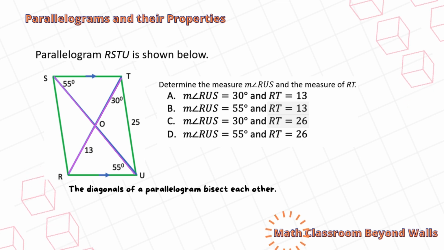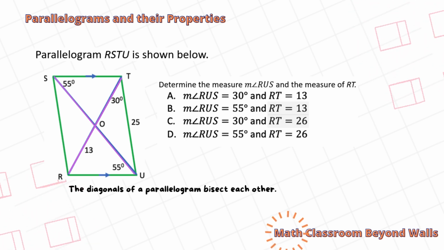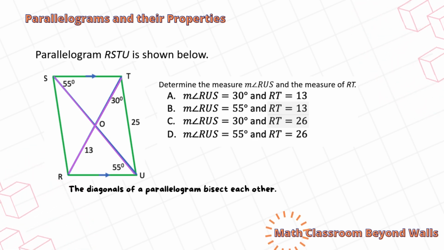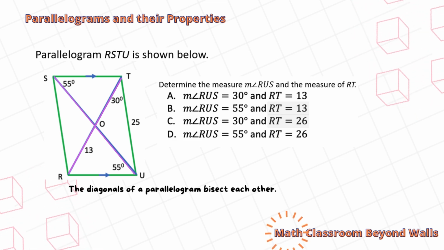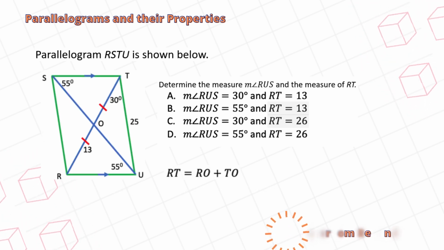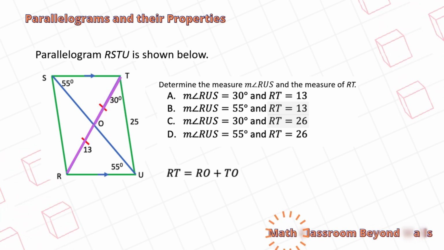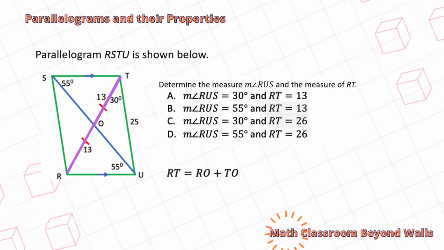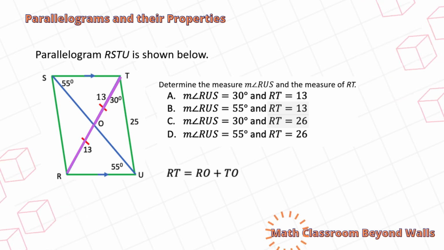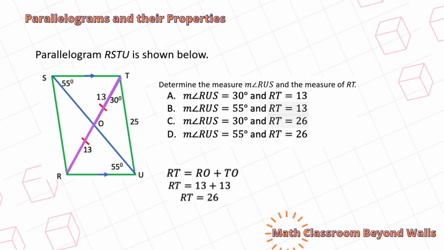Since the length of diagonal RT is our concern here, we will just mark diagonal RT. We put tick marks on RT to show that it is divided into two equal lengths like this. Look at the figure carefully. What is the measure of segment RL? You are right, 13. How about segment TL? You are correct. TL is also 13. So, what is the measure of RT, the diagonal? There you are. The measure of RT is 26. That is 13 plus 13 is 26.